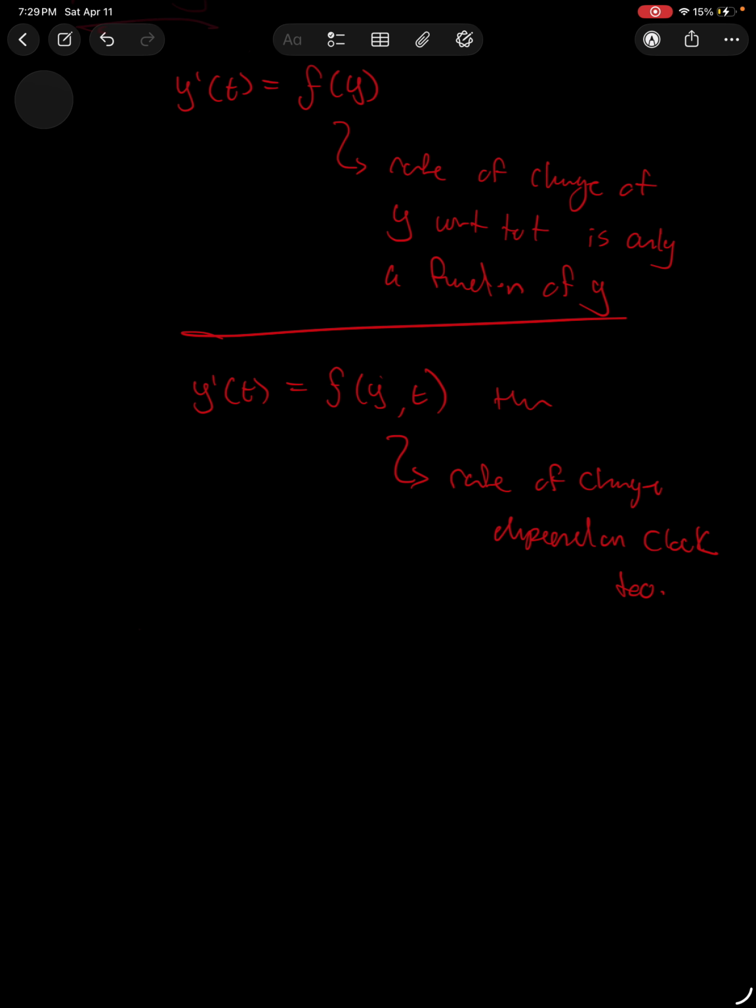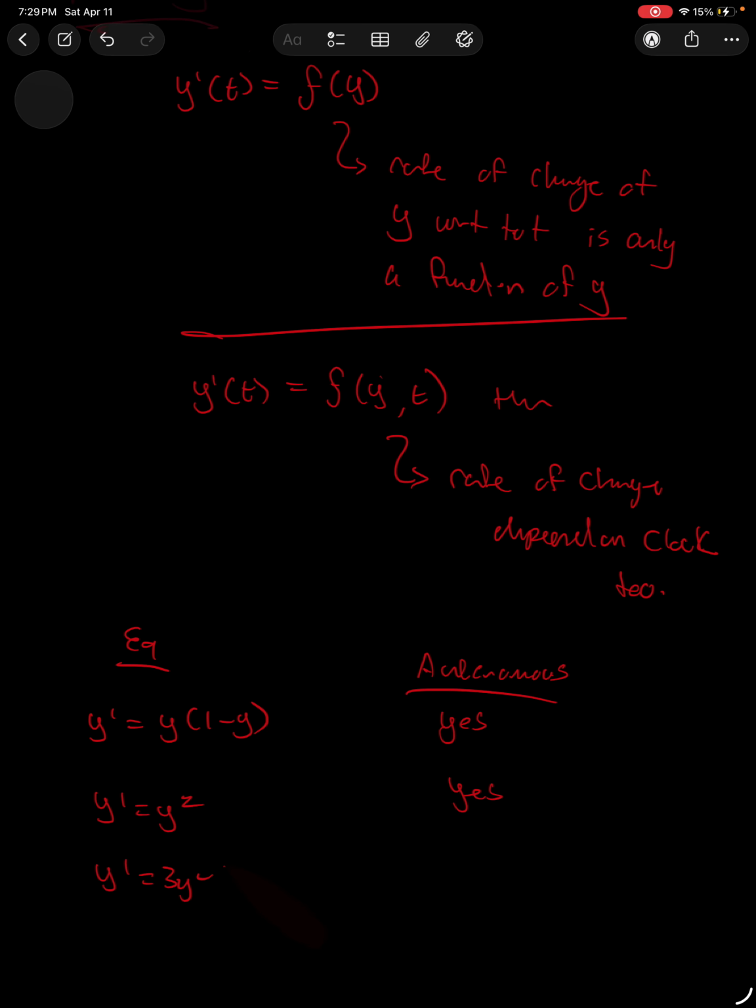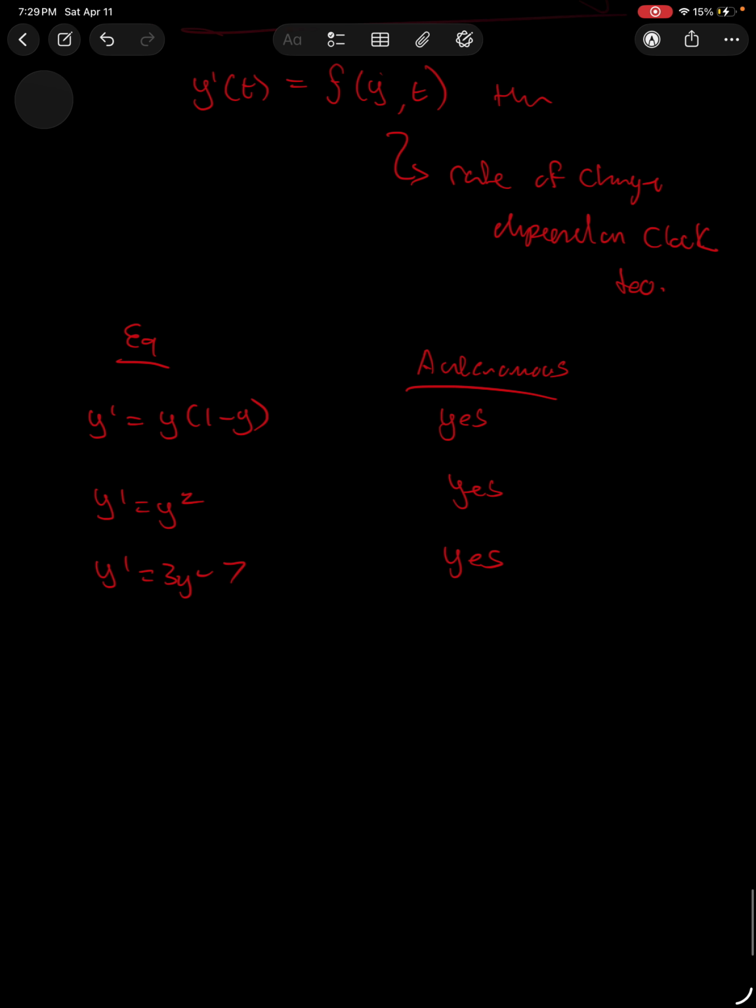So for example, here is a differential equation. Is this autonomous? Well, it doesn't appear to depend on the independent variable. So, yes. Y prime equals y squared, also autonomous. Y prime equals 3y minus 7, also autonomous. Y prime equals t times y, no, if t is the independent variable. Y prime equals y squared times sine of t, also no.